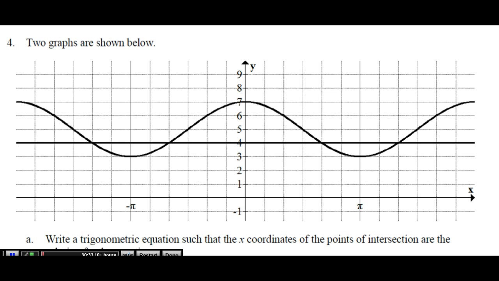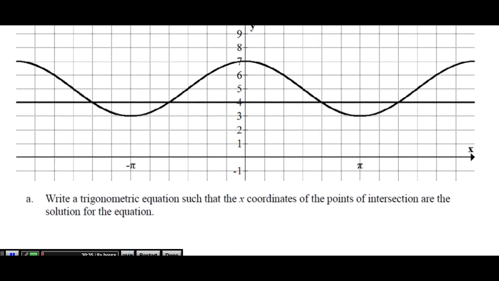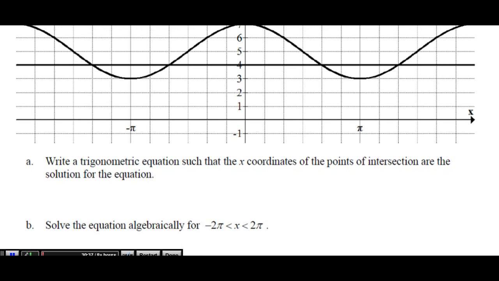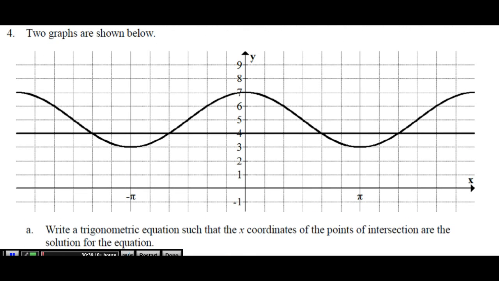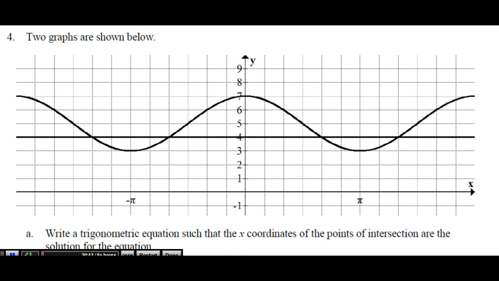Two graphs are shown below. Write a trig equation such that the x-coordinates of the points of intersection are the solution to the equation. Okay, what's this graph? So this is y is equal to 4. What's this graph? Okay, what do we got here? 1, 2, 3, 4.